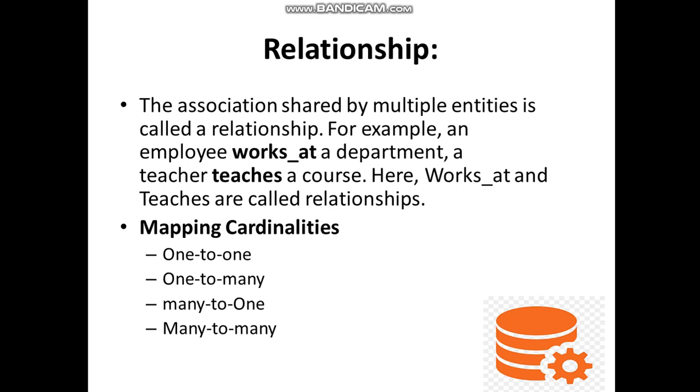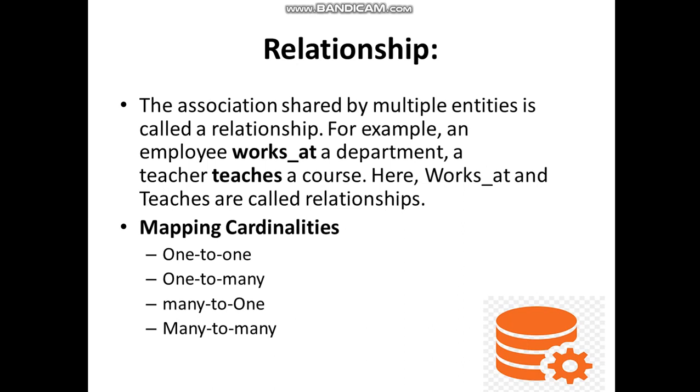Next is relationship. The association shared by multiple entities is called a relationship. For example, an employee works at a department. A teacher teaches a course. Here work at and teaches are called relationship. Okay, so that means the relationship is the association between two entities.